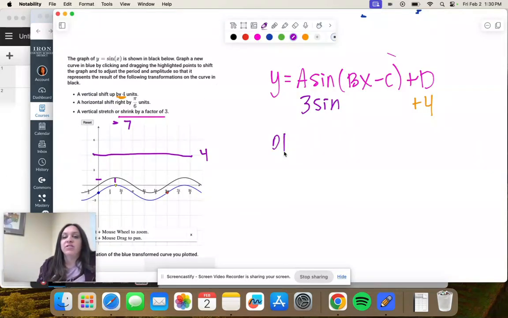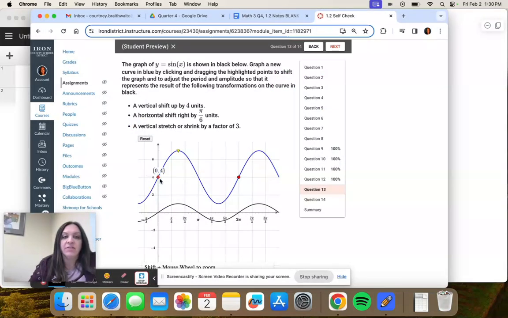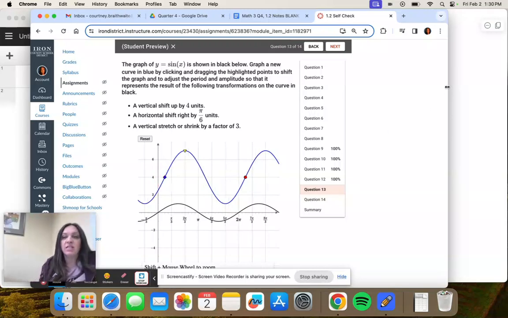So our phase shift equals positive pi/6. And so when I move that on the graph, right now it's at 0. We're going to go right till it's at pi/6, right there. So our graph's done. Now we need to write the equation.